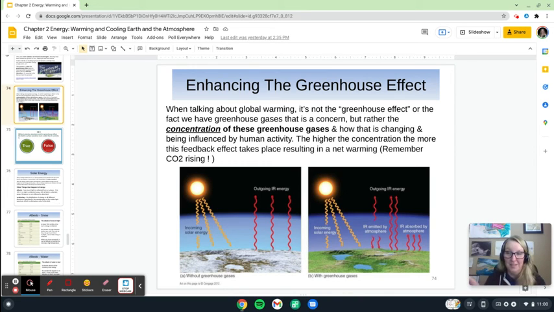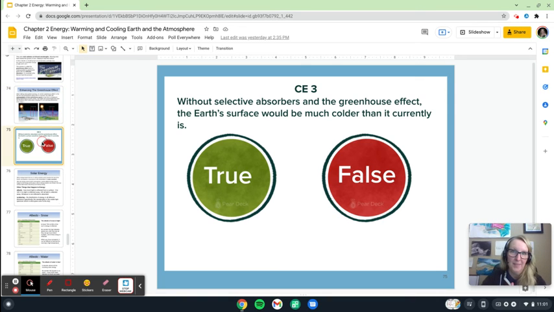We don't want to get rid of CO2. We just want it to stay at the same level so our temperature doesn't increase. The more CO2 that's in the atmosphere, the concentration, the more of a greenhouse effect it has, which is what's causing our temperature to rise. There's a net warming. Okay.